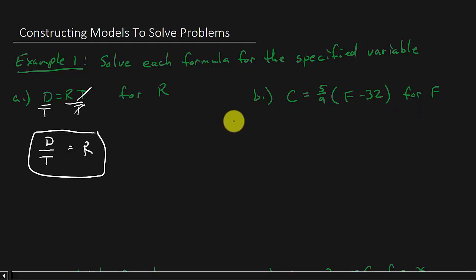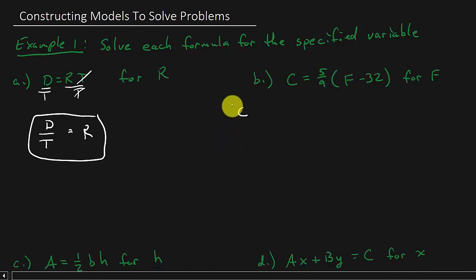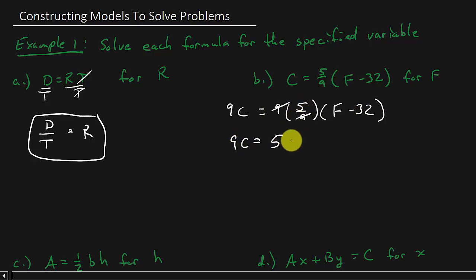So I want to multiply everything by the common denominator. So the common denominator is 9. So I'm going to multiply everything through by 9. All right, so that's going to give me 9C. The 9's cancel, and then I get 5 times F minus 32.